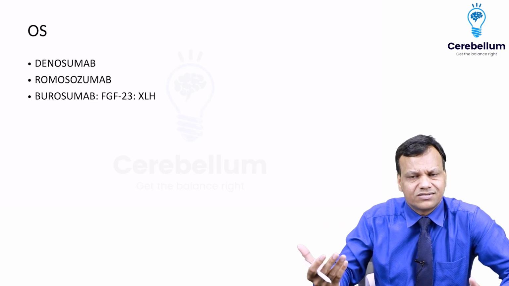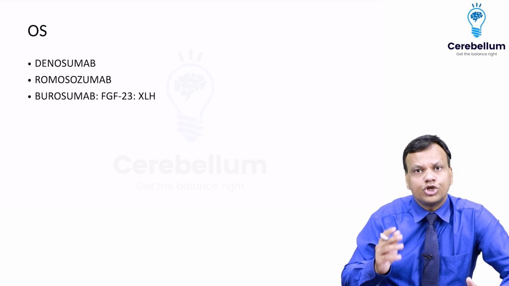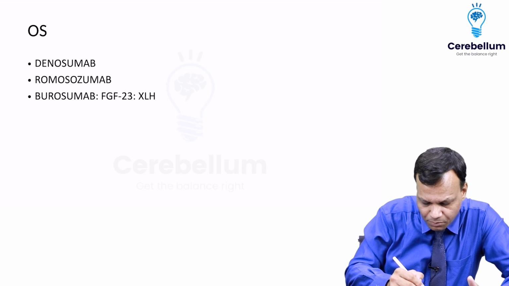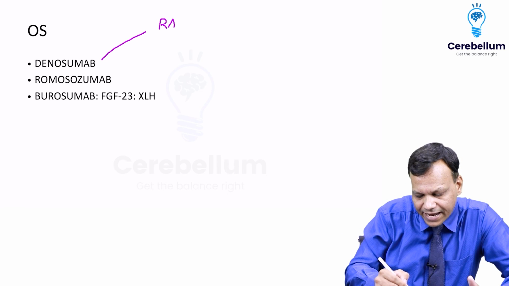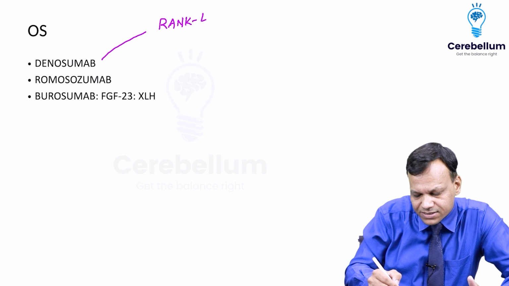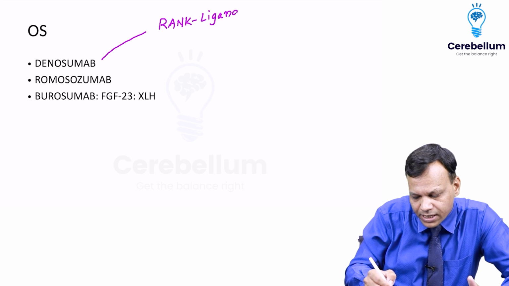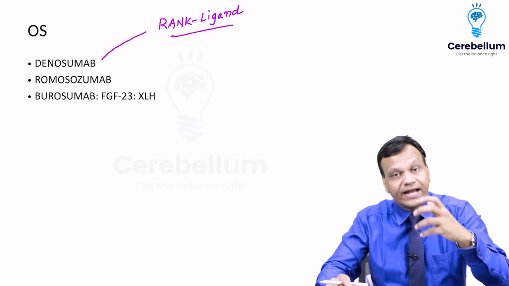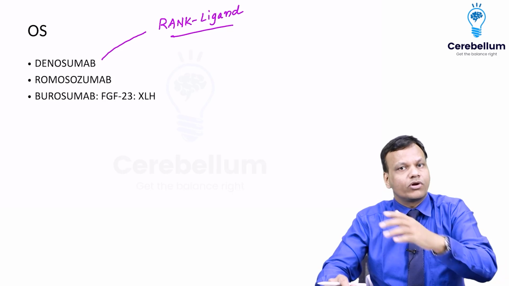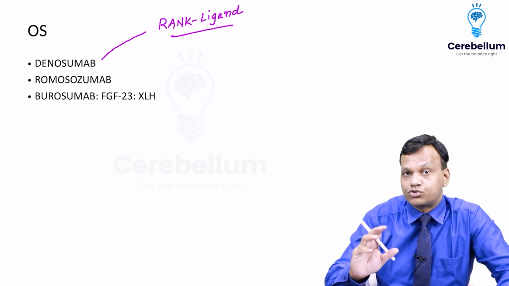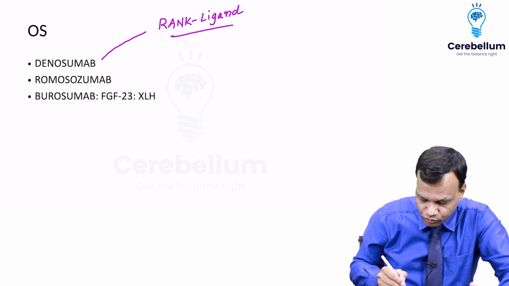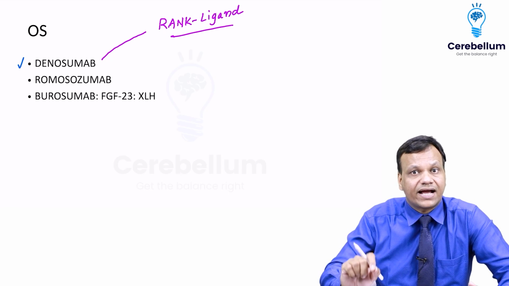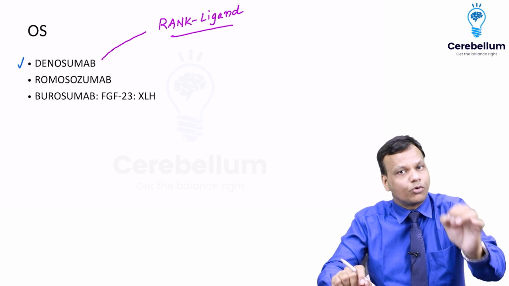Then we have OS. OS is easy. OS means osteo, means bone. So they will be working on bone. So denosumab is a monoclonal antibody against rank ligand. Remember, this ligand is required on the osteoclast for resorption. Rank ligand must be activated. So we have monoclonal antibody against this, which can prevent osteoporosis. And denosumab you need to remember. This is important drug. Monoclonal antibody against rank ligand, inhibit osteoporosis.